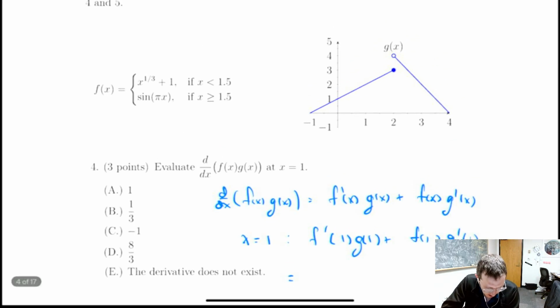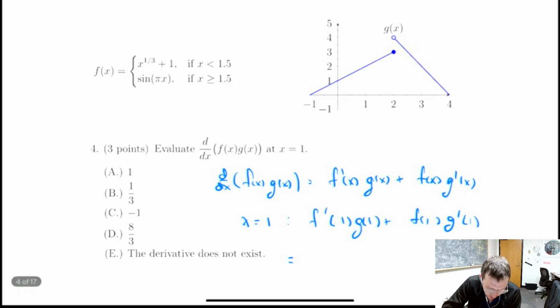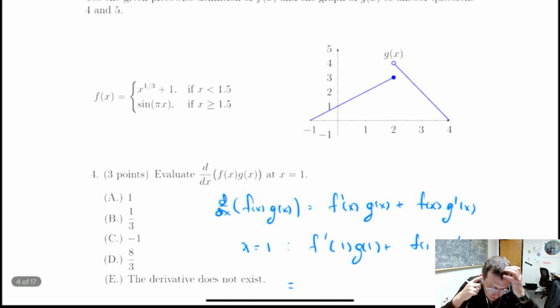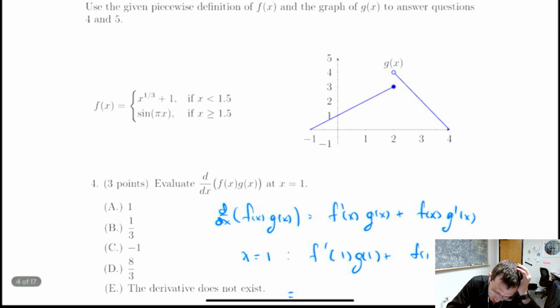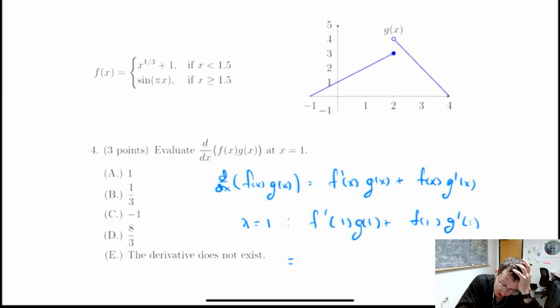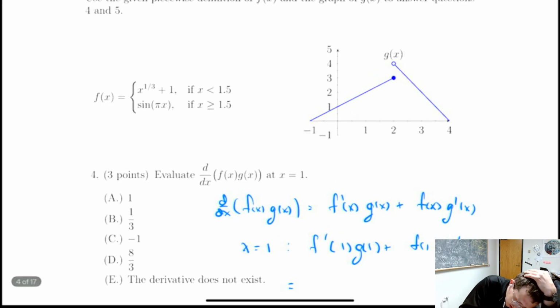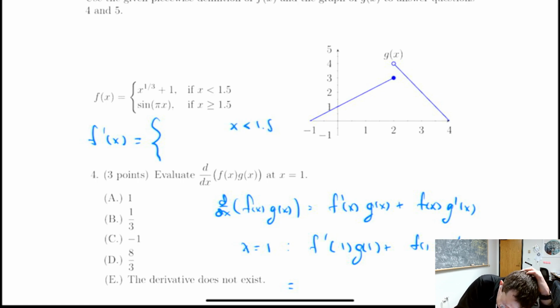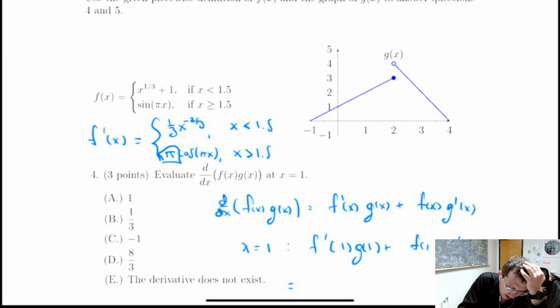F prime of 1, wow. They give me a piecewise equation here. So I'm trying to plug 1 into the derivative. Let's go ahead and just compute the derivative. When x is less than 1.5, the derivative is going to be 1/3 x to the minus 2/3, and when x is greater than 1.5, the derivative is going to be pi times cosine of pi x. The chain rule is why I get this extra factor of pi.